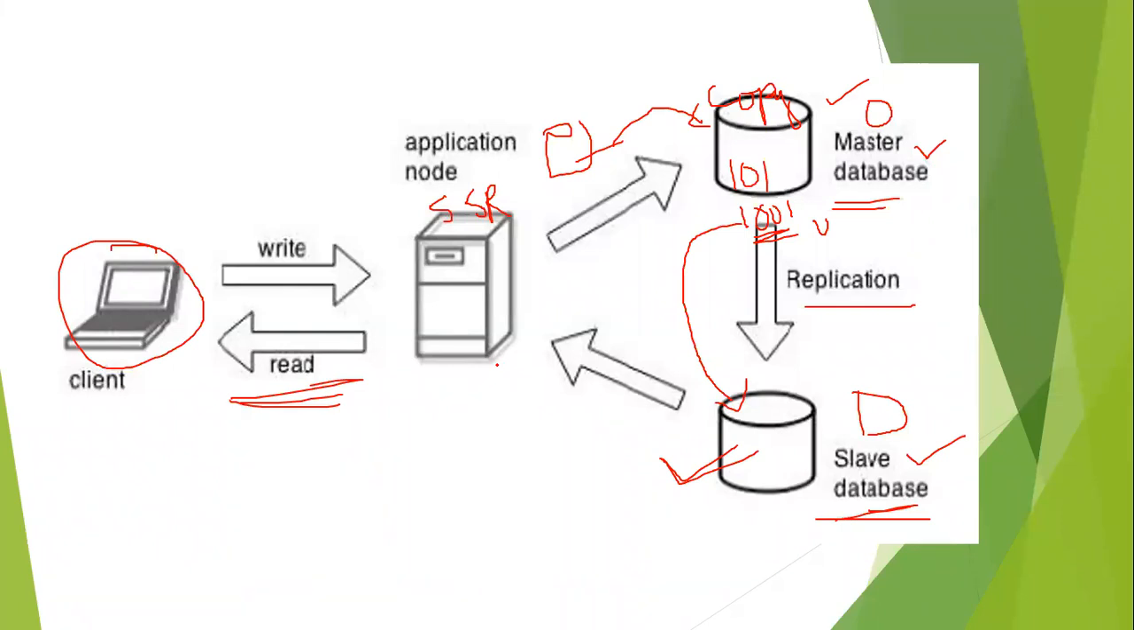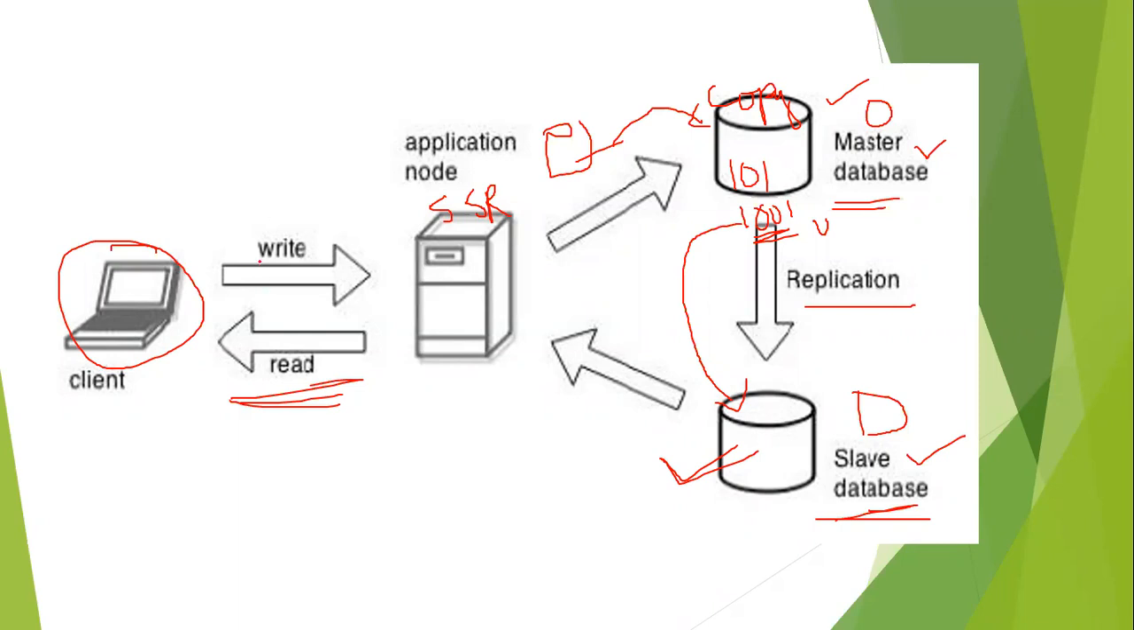I want these student details. So in order to take the student details, you have the data in the master database as well as in the slave database. So if you get the data from the slave database to perform the read operation, the burden on the master database will be reduced.